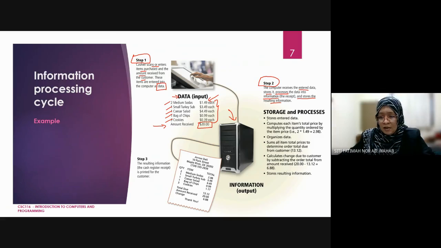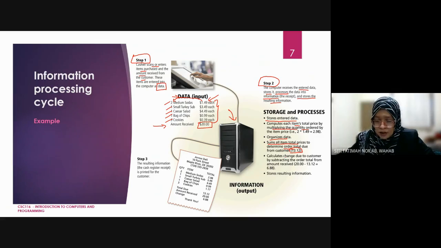So let's see. It stores the entered data. The computer will compute each item, $1.49 multiplied by 2, and then so on. So it multiplies the quantity ordered with each item price, and then it will organize the data, and then it sums all the item total prices to determine your order total due. So the amount that you have to pay is $13.12.